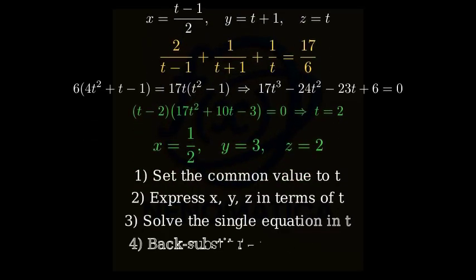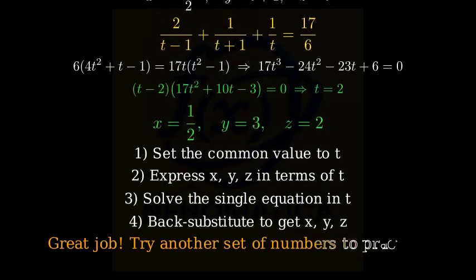Recap. Step 1. Set the three equal fractions to t. Step 2. Solve for x, y, and z in terms of t. Step 3. Substitute into the second equation to solve for t. Step 4. Back substitute to find x, y, and z. This t method collapses a three-variable system into one equation. Use it whenever several expressions are stated to be equal.